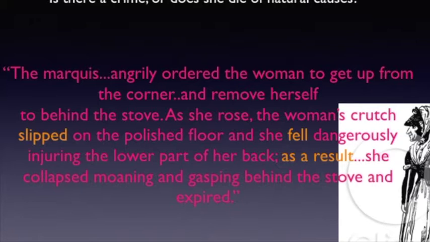So is there a crime here? Or does she die of natural causes? The narration makes her death seem like an accident, right? She slips, she falls, and then we're told that her death is the result. So a causal logic is set up from the narrator's point of view.